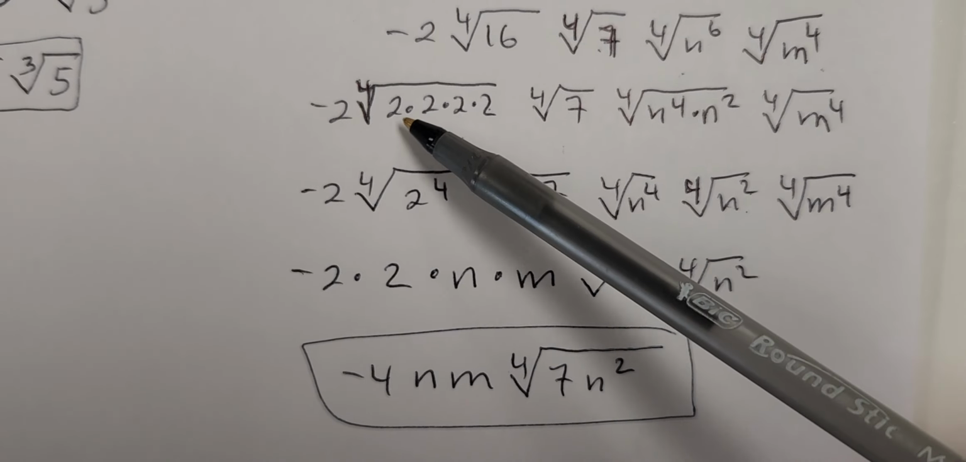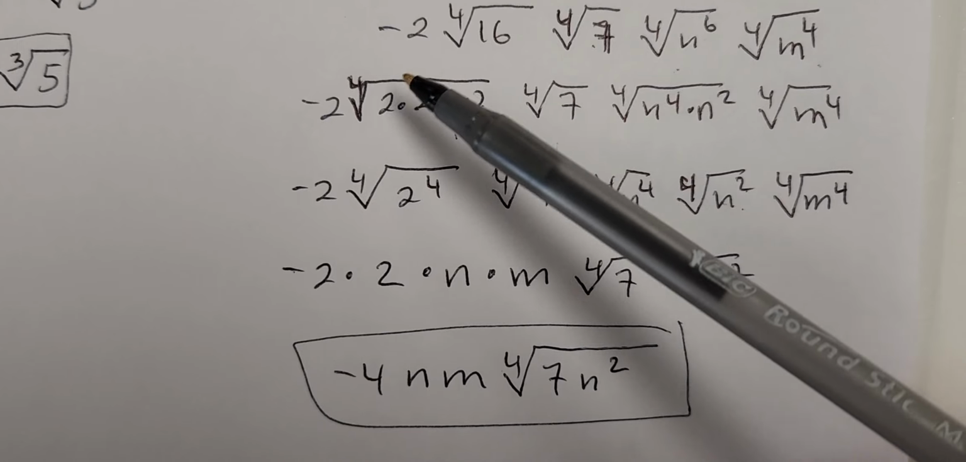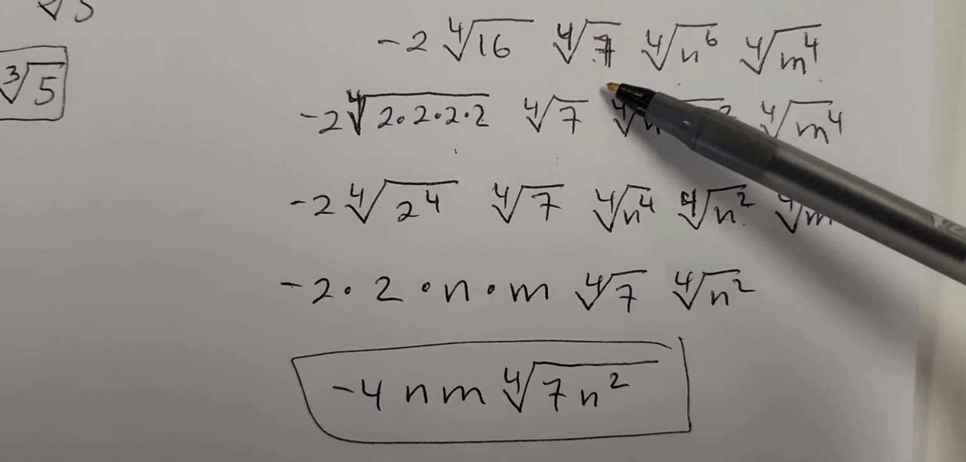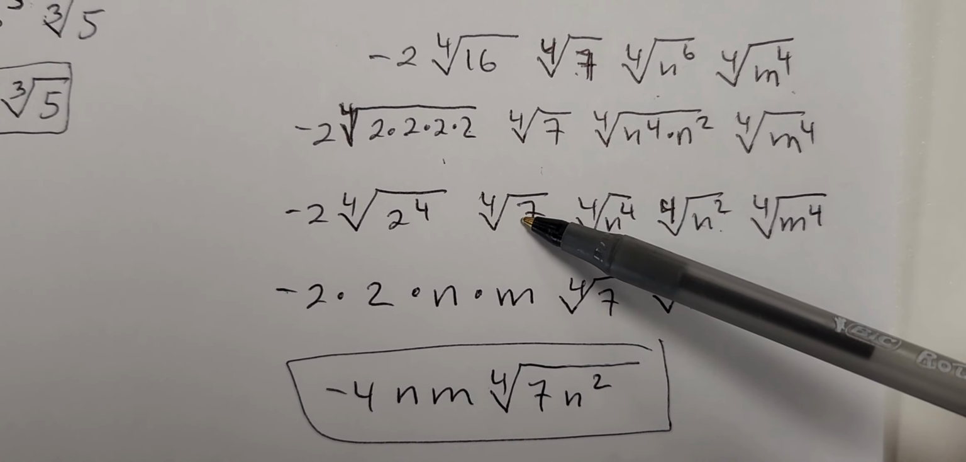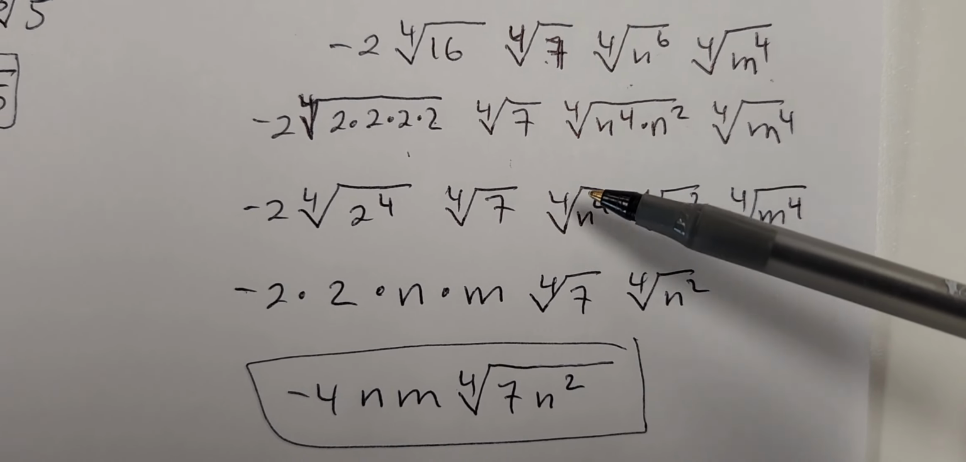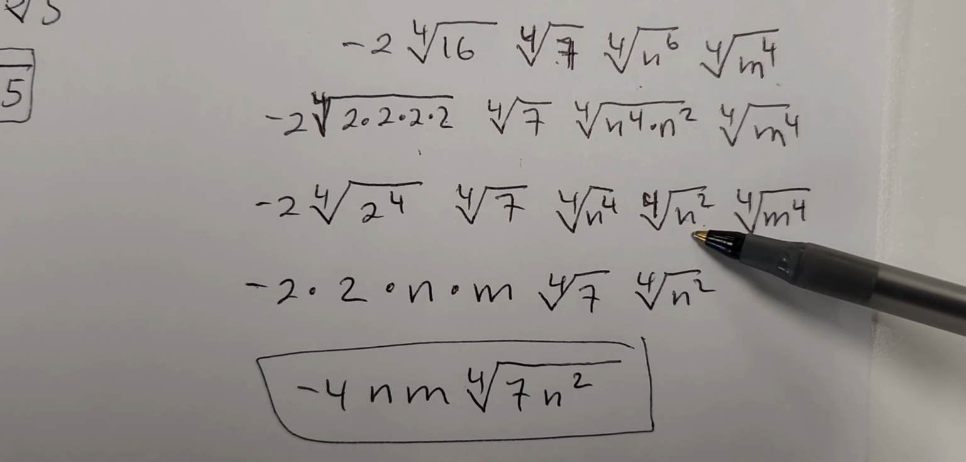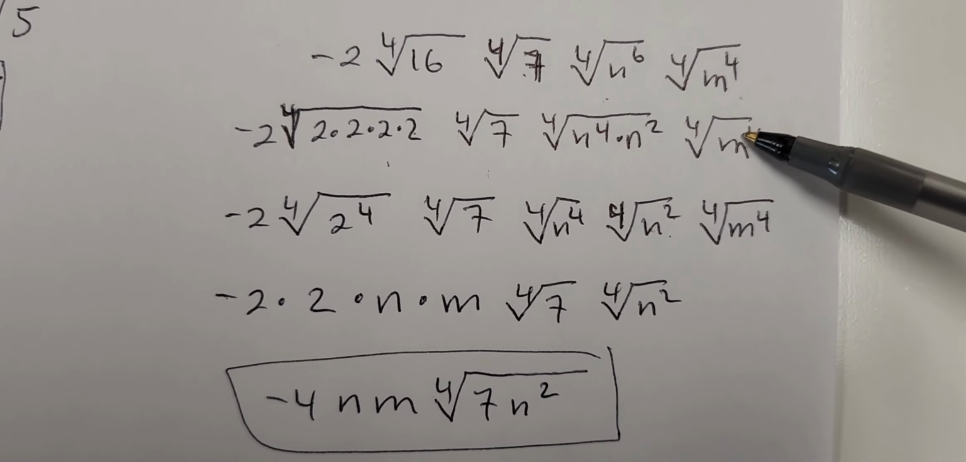Okay, so that's all I did. I wrote this in 2 to the 4th. Why 4? Because there are 4 2s. This right here, I haven't done anything to it, so leave it alone. This right here, I broke it up into 2 pieces, n to the 4th and n squared. Okay, this is already the way it is.